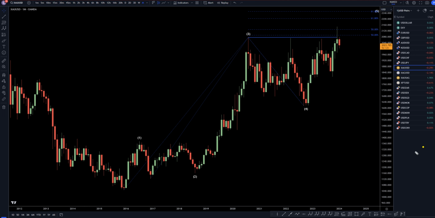I'm going to be analyzing gold versus the dollar, starting on the monthly, working my way down to that 1 hour time frame for the full top-down analysis. So I do have this labeled as potentially being a wave 5. We did have a big rejection right at these fib extension levels.